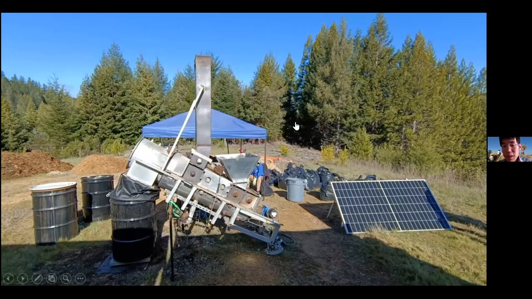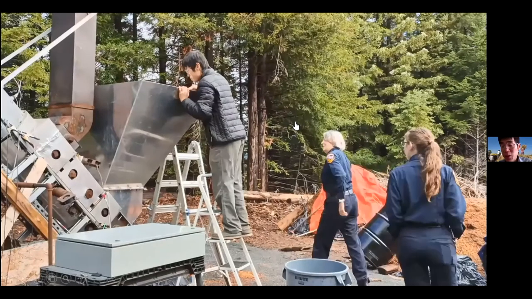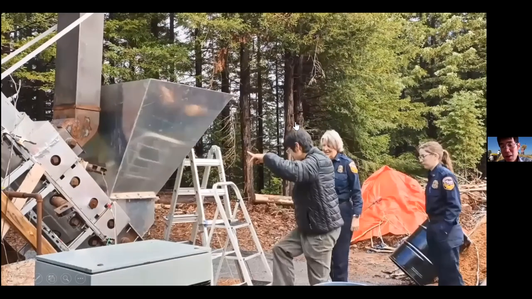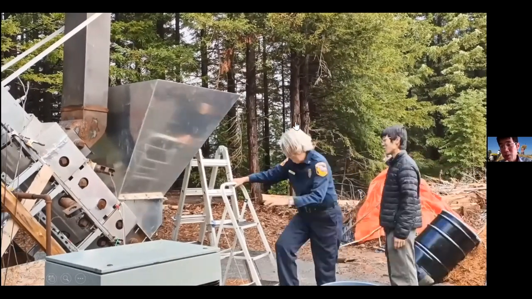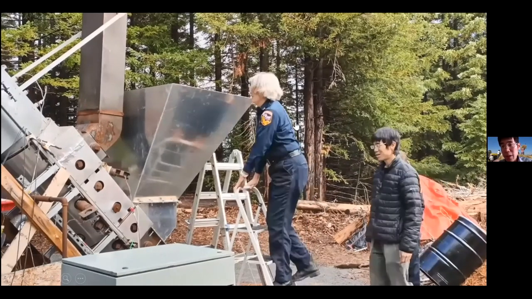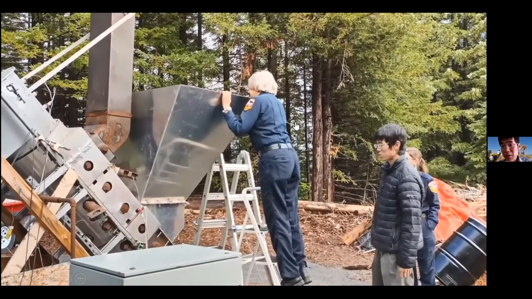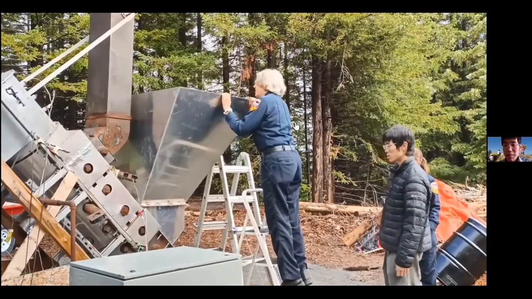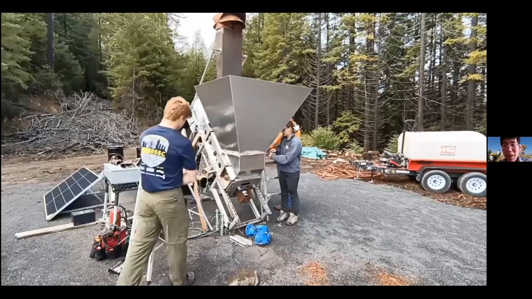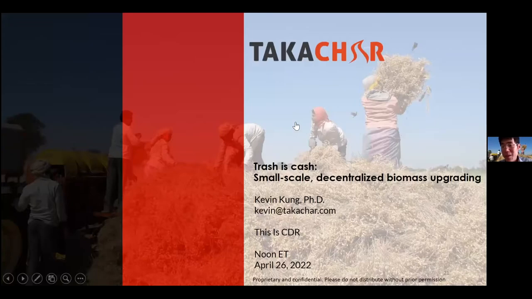So we do have a pilot set up in Richmond, California, where we've been working with some local forest landowners and doing some initial demonstration and feasibility study on what the technology might look like, and whether it could be adapted to the West Coast setting. Yeah, so I will end here. Thanks so much for giving me the time. And I hope you share our vision of turning trash into cash, and I'm happy to take questions.